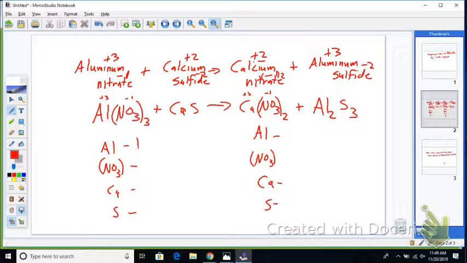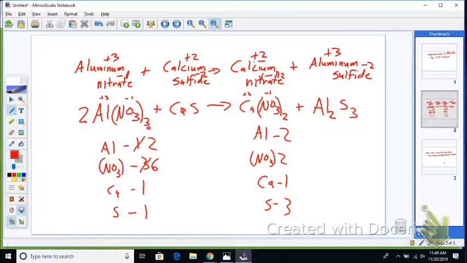So there's 1 and 3, 1, 1. And over here we've got 2, 2, 1, 3. So I'm just going to start with aluminum right away, and I'll put a 2 in front of that. And that makes that 2, and that 2 times 3 here would give me 6.